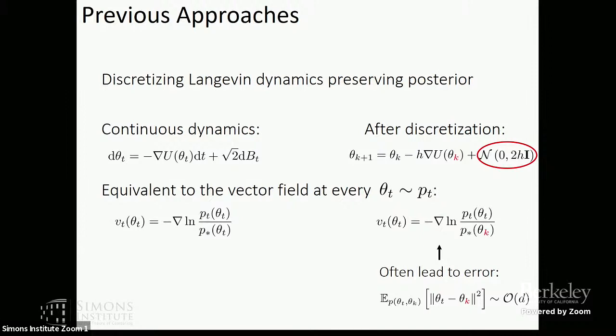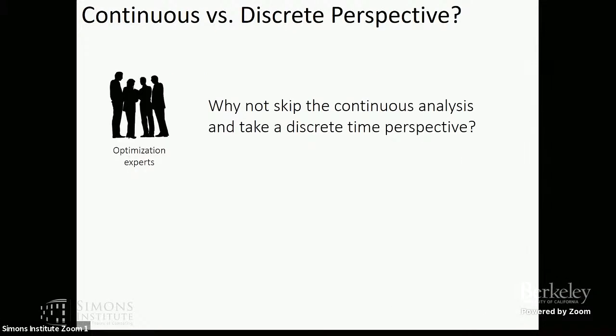So at this point, a lot of optimization experts would ask me, why don't you skip the continuous part? Just take the discrete time perspective. Why do you always go to this trouble and then you have this dimension dependence? So there is one work that previously tried to address this. This is by Alain Durmus and his collaborators. The approach they took was the following.